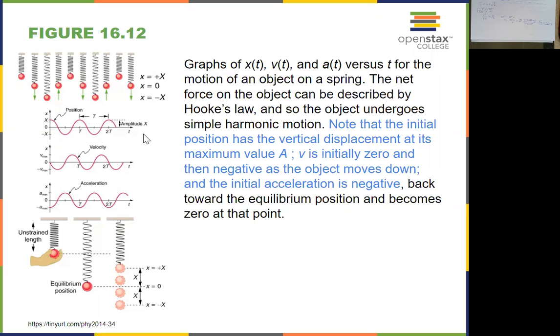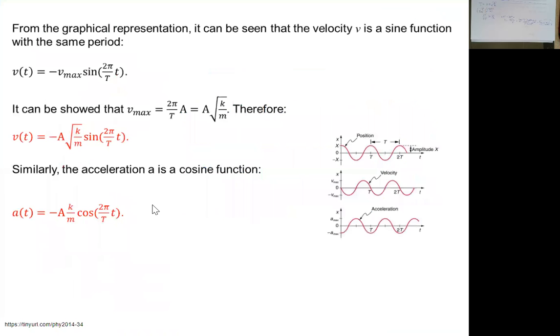So the position is a cosine function, the velocity is a negative sine function, and the acceleration is a negative cosine function. This is what you would expect for a simple harmonic motion. We call those the equations of motion for simple harmonic motion. So x equals the maximum value times cosine of 2 pi over T times small t. Then the velocity is the negative maximum times sine of that function.